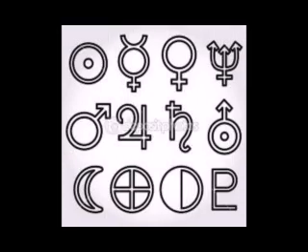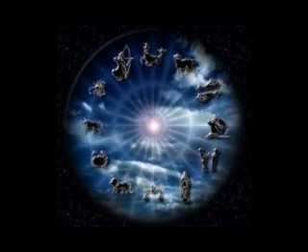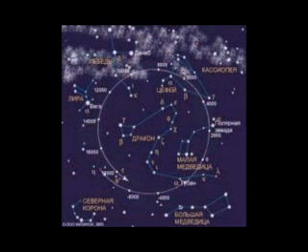Scorpio, November the 23rd to November the 29th, 7 days. Ophiuchus, November the 30th to December the 17th, 18 days. Sagittarius, December the 18th to January the 19th, 32 days. Capricorn, January the 20th to February the 15th, 28 days. Aquarius, February the 16th to March the 11th, 24 days. Pisces, March the 12th to April the 18th, 38 days.